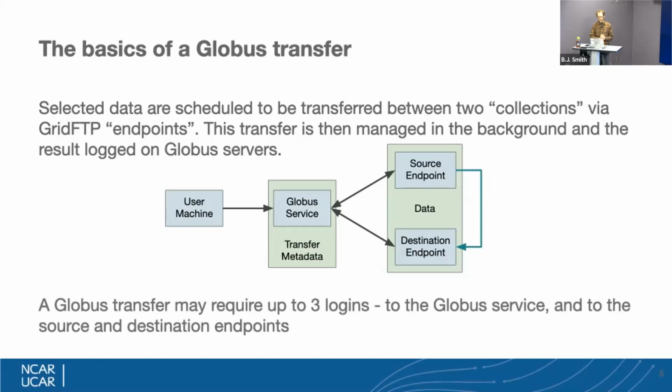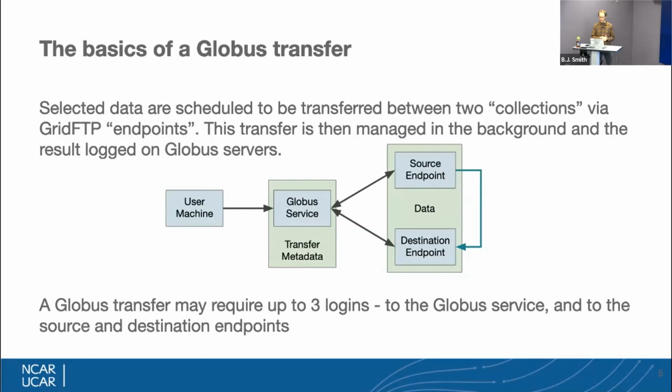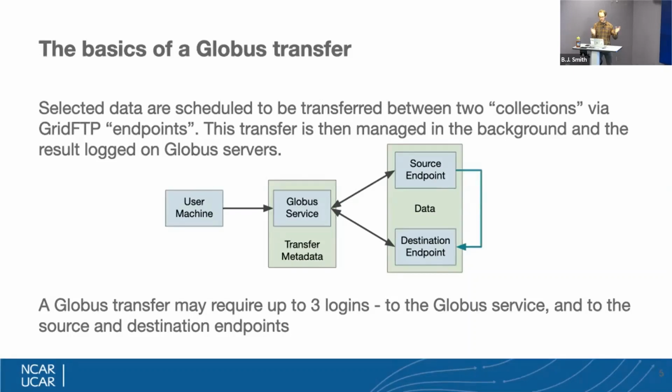The downside, perhaps, of this approach is that a Globus transfer can require up to 3 logins. First, you have to make sure you're logged into the Globus service to schedule your transfers. And then you have to log in to both the source and destination endpoints. Certain sites may have unified authentication, so when you authenticate to one, you're authenticated to the other as far as the endpoints go. So you might only have to do 2. But in any case, you have to be logged into the service to start a transfer, and unless those endpoints are open access, you have to log into those as well.